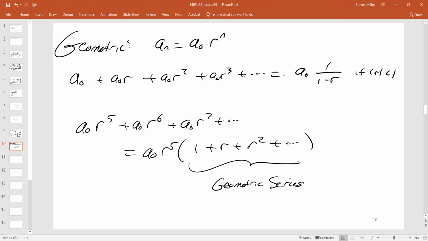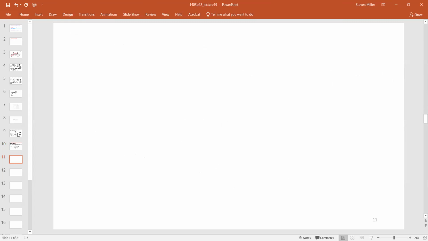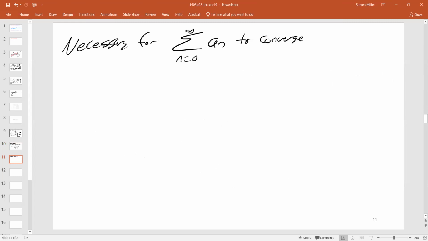So we know a geometric series converges if the absolute value of r is less than 1, and it diverges if it is greater than or equal to 1. And the goal is to try to figure out when does a sequence or series converge. I think we talked before break about necessary versus sufficient conditions. So can you give me a necessary condition for the sum of an, n from 0 to infinity, to converge? What must be true about an? It needs to go to 0. If an doesn't go to 0, it's not going to converge. This is not sufficient.